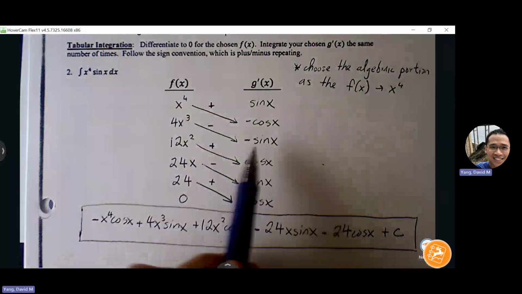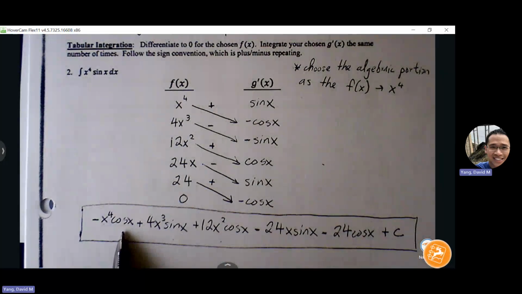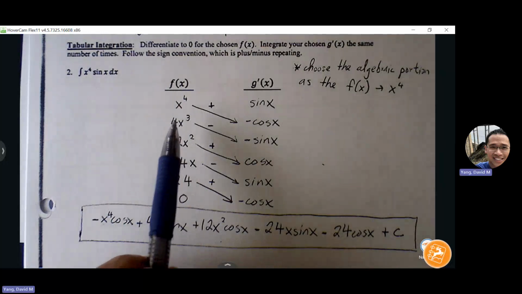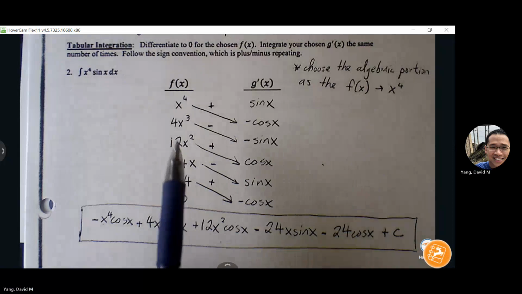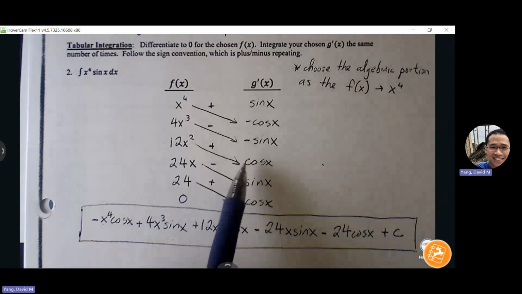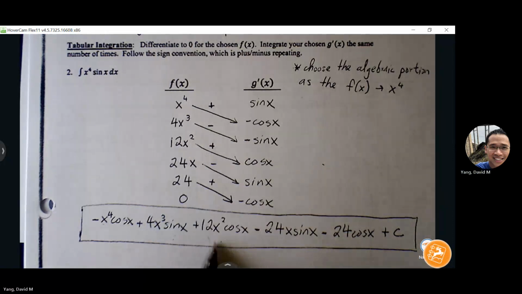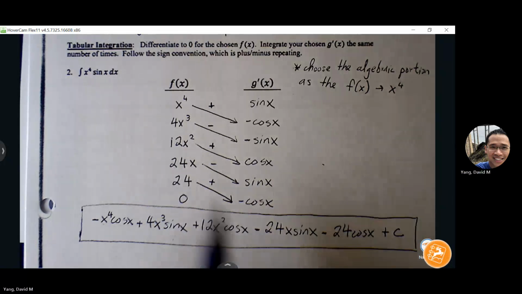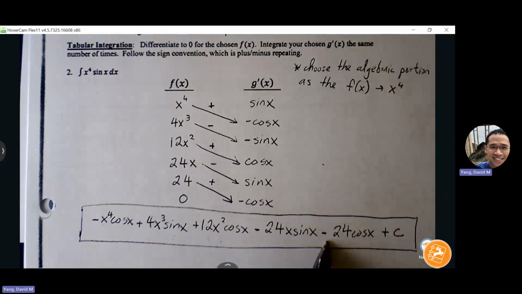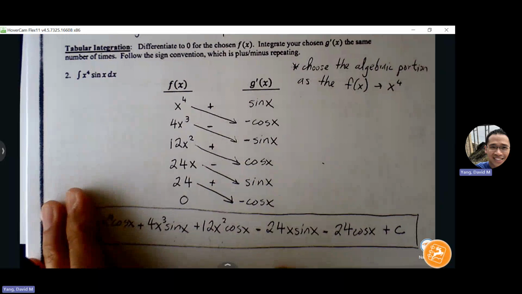Positive 1 times x to the 4th times negative cosine becomes negative x to the 4th cosine x. 4x cubed times negative 1 times negative sine becomes positive 4x cubed sine x. Positive 1 times 12x squared times positive cosine x. Negative 24x times sine x. Positive 24 times negative cosine x. And don't forget a plus c because we're dealing with an indefinite integral.